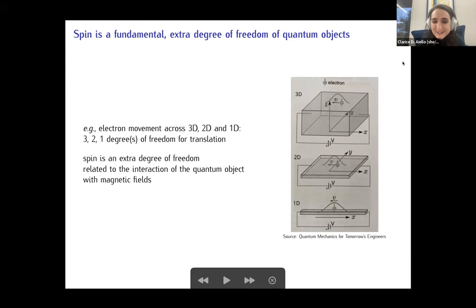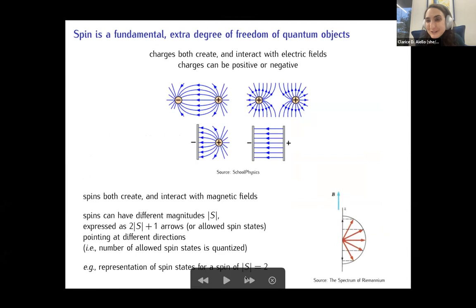One simple analogy to think about spin is to think about spin as an extra degree of freedom, different from translational degrees of freedom, but a degree of freedom that has to do with interaction of a quantum object with magnetic fields. And we're going to talk a lot about this. We're going to continue with analogies. In the same way that mass tells us how an object interacts with a gravitational field, charge tells us how an object interacts with an electric field. Spins are going to be related to how an object interacts with a magnetic field.